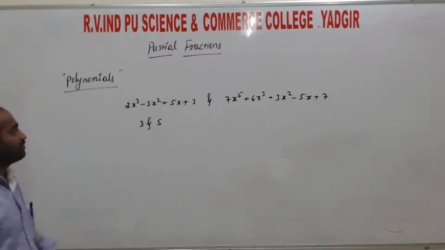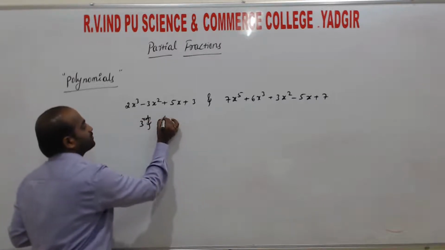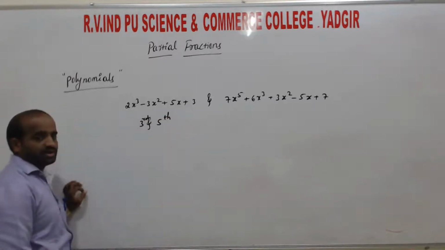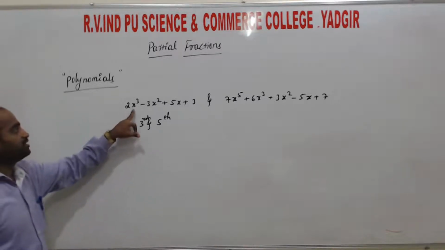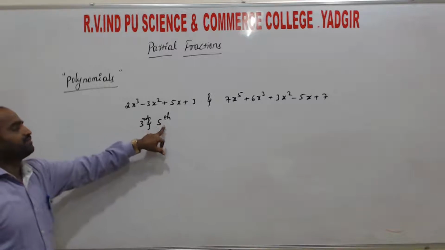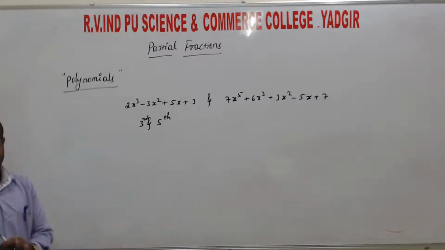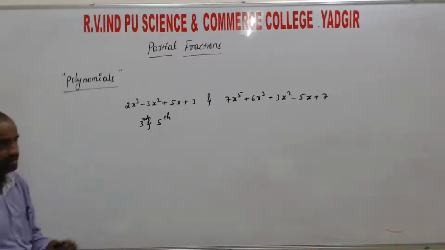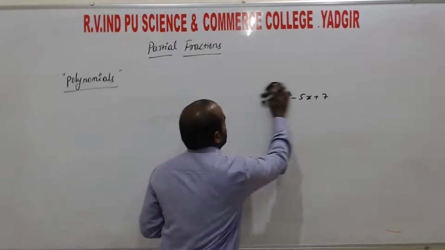The polynomials of third degree and fifth degree. Of the given polynomials, the degrees are third and fifth degrees of the given polynomial equations. Okay. Next, some definitions are there.